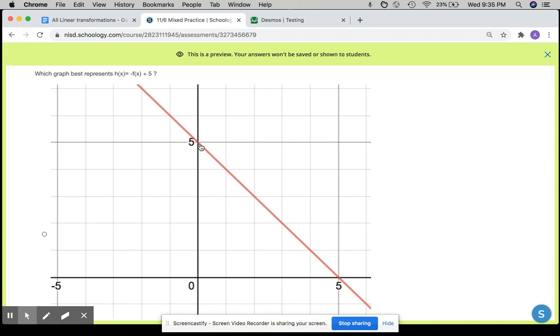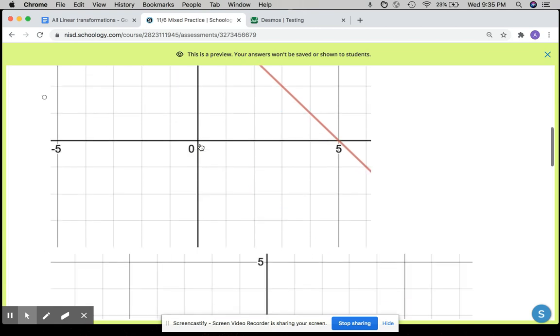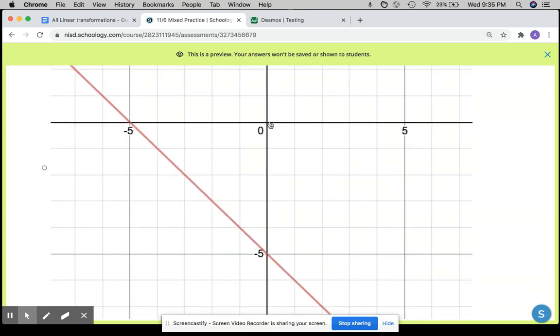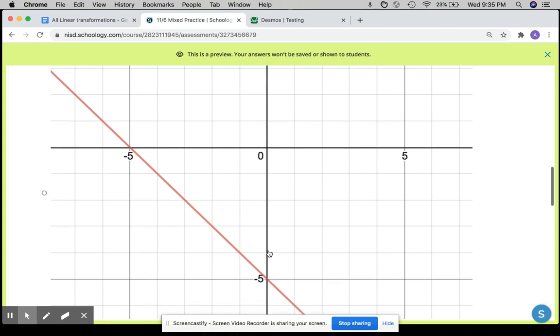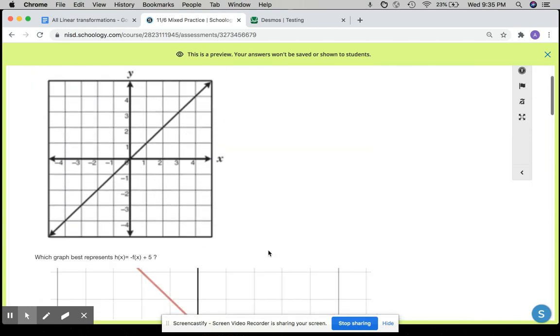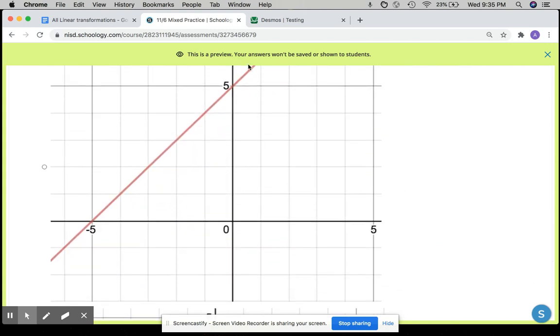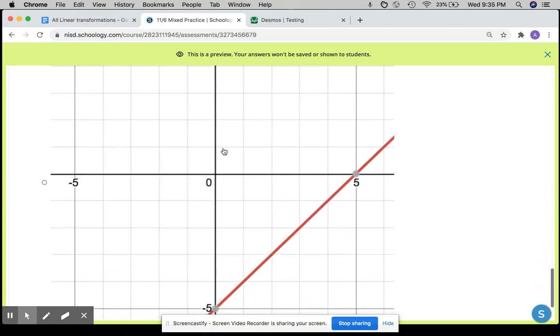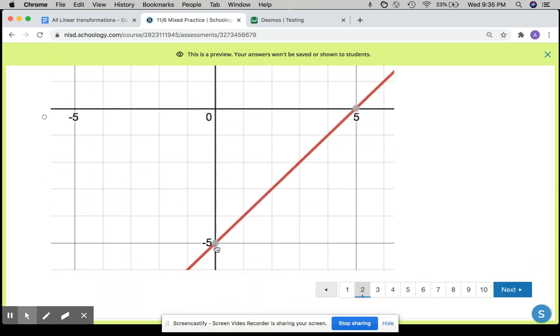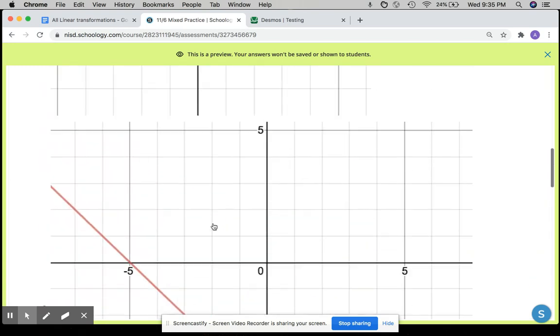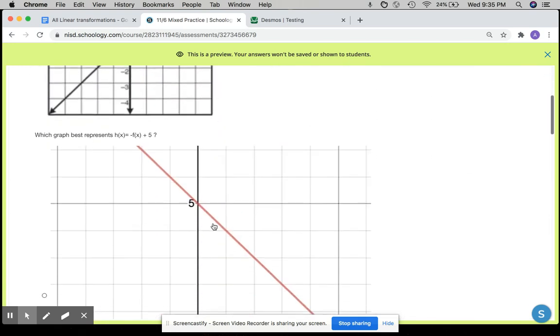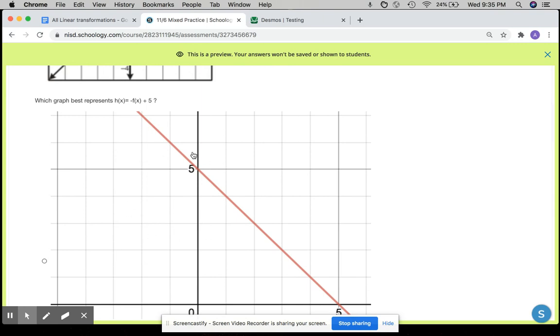If I take a look at the other graphs, this one moved my graph down. That's not correct because it says plus 5 on the outside. This one did not flip my graph to become negative. And on the last graph, it moved my graph down and it did not flip it to show reflection. So the correct graph would be this one.